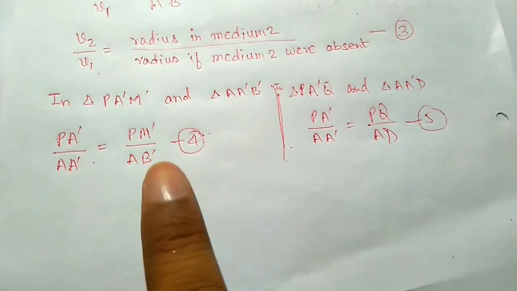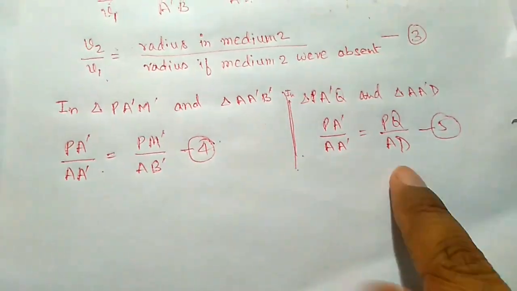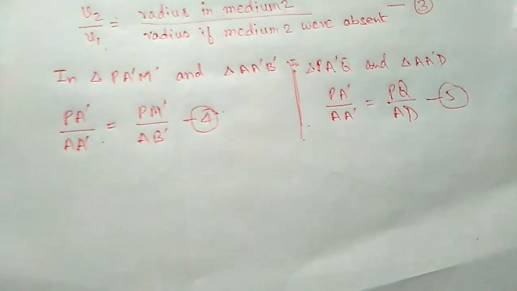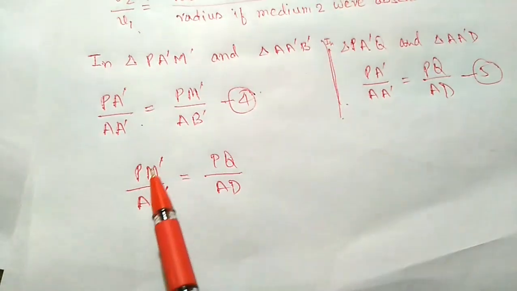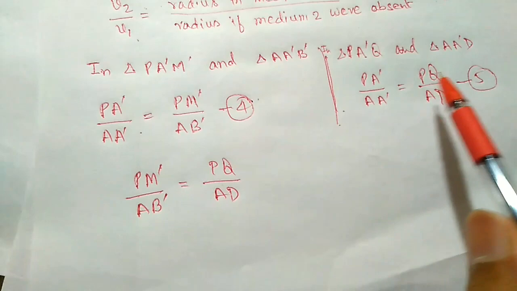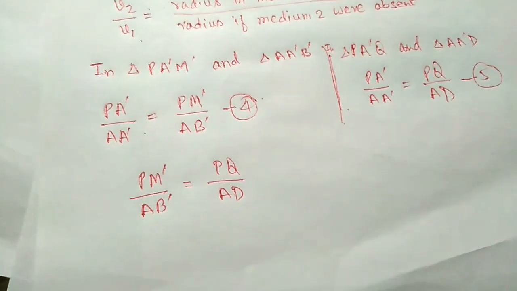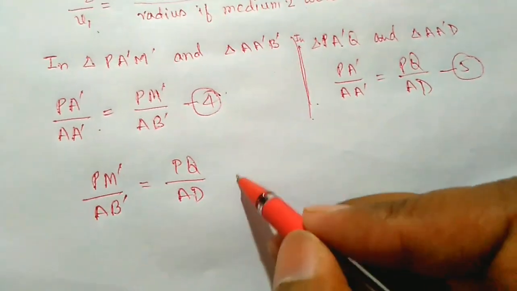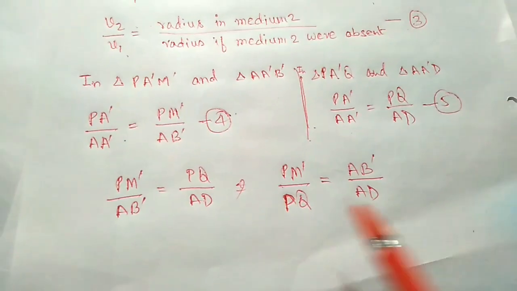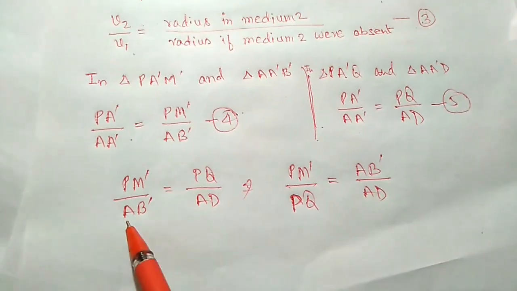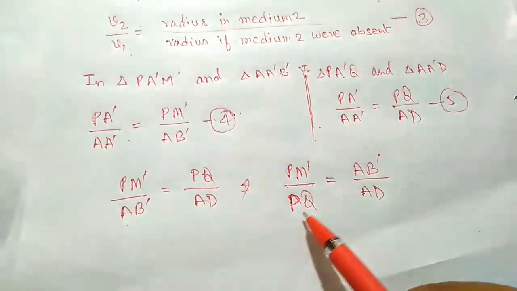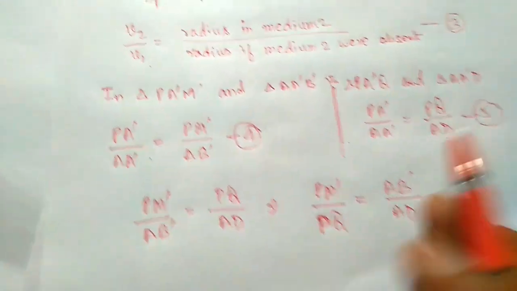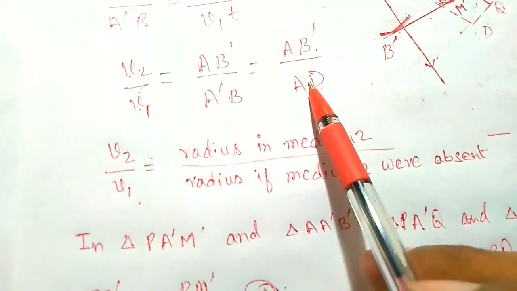Now I'll compare 4 and 5. The left hand side is the same, so the right hand side will also be the same. So I'm writing that P M dash upon A B dash is equal to P Q upon A D. Now on transposing this P Q to this side, let's see what will happen. So P M dash upon P Q is coming here and A B dash going there. P M dash upon P Q is equal to A B dash upon A D. You see here A B dash upon A D.